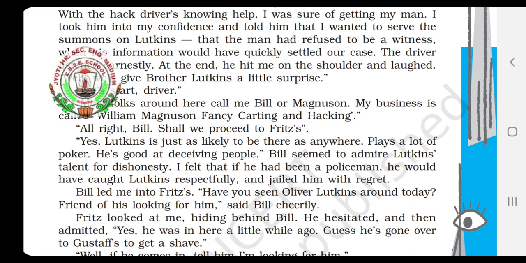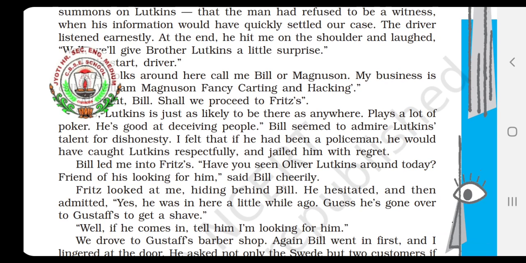So now when the narrator said, okay, let's move, to that hack driver whose name is Bill, the hack driver again started telling about Litkins, that he will definitely be there at the Fritz shop, because he plays a lot of poker. He is very much interested in playing that card game, and he is really very good at deceiving the people. Deceiving means cheating the people also. And Bill seemed to admire Litkins' talent. Here Bill was admiring, praising Litkins' intelligence for dishonesty. See here, for what purpose is he admiring him? For his dishonesty, that he cheats the people very nicely.